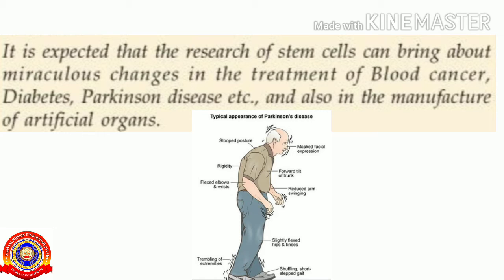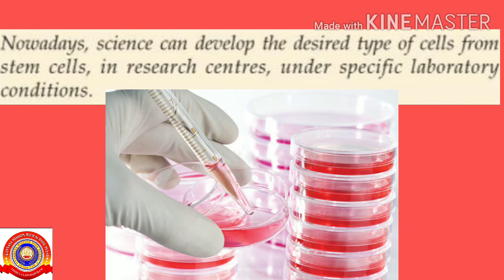Stem cells can bring about miraculous changes in the treatment of blood cancer, diabetes, Parkinson's disease, etc. and also in the manufacture of artificial organs. Parkinson's disease is a progressive nervous system disorder that affects movement. People usually develop the disease around age 60 or older. Nowadays, science can develop the desired type of cells from stem cells in research centers under specific laboratory conditions.